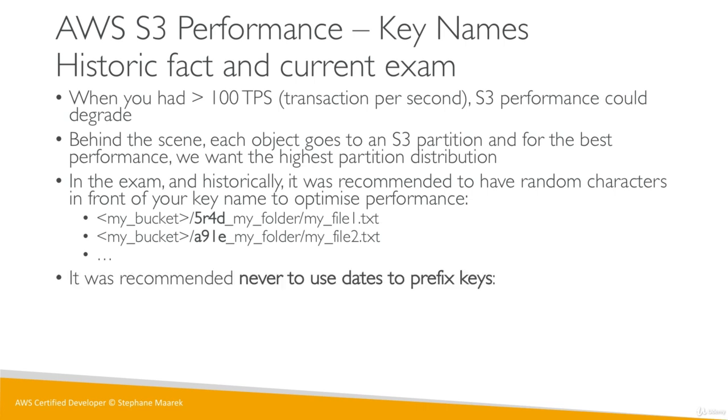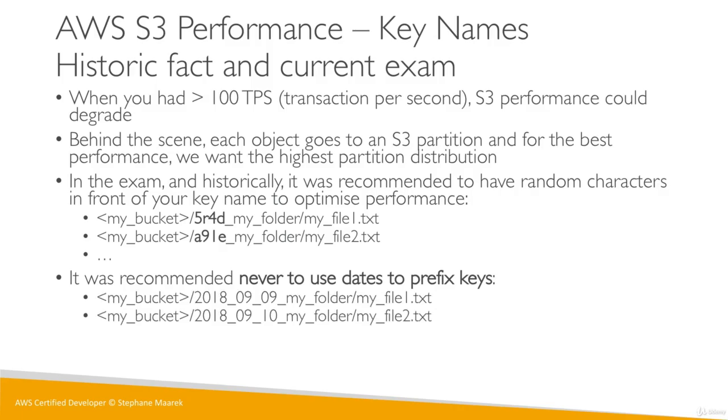It's also recommended never to use dates as prefix keys, because if you use a date such as this, the partitions will be very, very similar. So to improve the performance in Amazon S3, it was historically recommended to include 4 random characters, numbers or letters basically, to improve the performance.